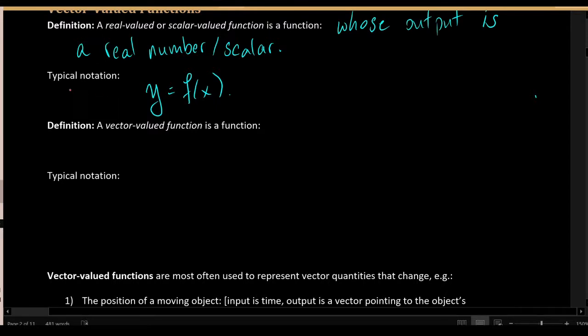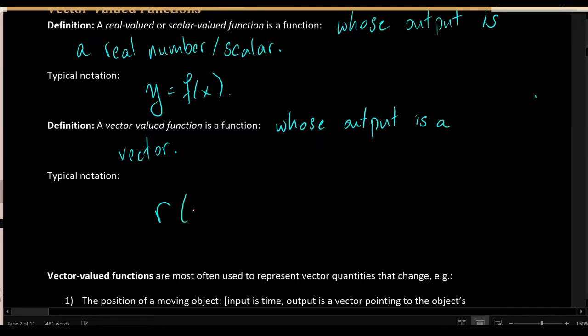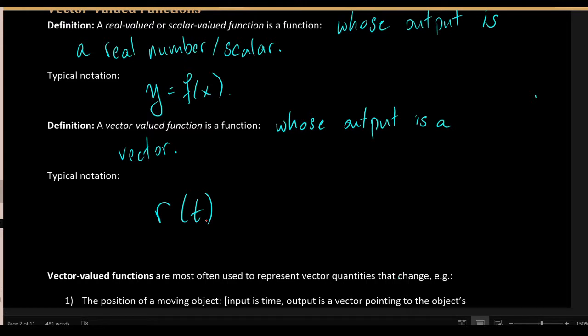Now a vector valued function, by contrast, outputs a vector instead of a scalar. A function whose output is a vector. And so the notation that we typically use for a vector valued function is instead of the letter f, it's traditional to use the letter r. We usually use an input variable of t because vector valued functions come up really often in situations where the input is time.